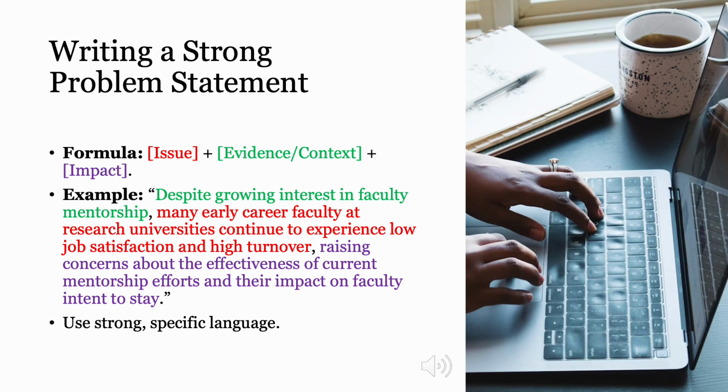For example, in the faculty mentorship study, we might use the presented example. In this sentence, we clearly name the issue, low satisfaction and high turnover. We provide a context that there is a growing interest in mentorship. And we point out the impact, which is uncertainty about whether these programs are effective. Using this model will help you structure your own problem statement and make sure each element is clearly addressed.